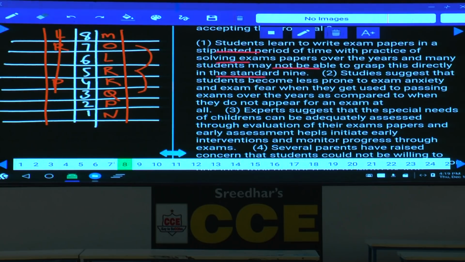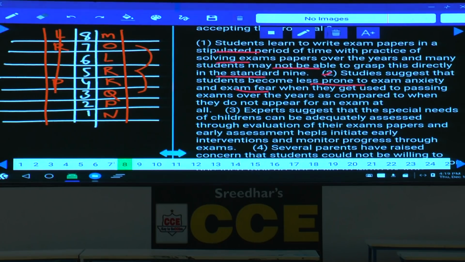Then the second one: studies suggest that students become less prone to exam anxiety. There won't be any exam anxiety at all. Why? Because there were no exams at all. Less anxiety and exam fear when they get used to passing examinations over the years as compared to when they do not appear for an examination at all. When there is no exam at all, there is no anxiety for these people. Whether they write this or not, they will definitely be promoted, hence they will not take the examinations seriously. Suddenly if there is an exam in the 9th standard, then they cannot be used to that. Hence this can also be the reason why the government is being criticized.